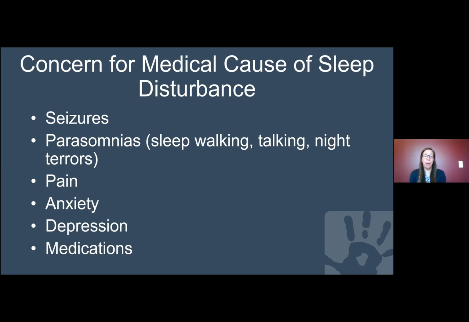Pain. So pain anywhere, growing pains, any pain can disrupt sleep. As I mentioned, anxiety and depression can be big causes of sleep disruptions, and medications. And I will say, anxiety in children with autism, often what it looks like is increased rigidity and increased difficulty with transitions, especially in nonverbal kids. That can be what that looks like. So if you're seeing that in your child, talking to your health professionals about that can be good.